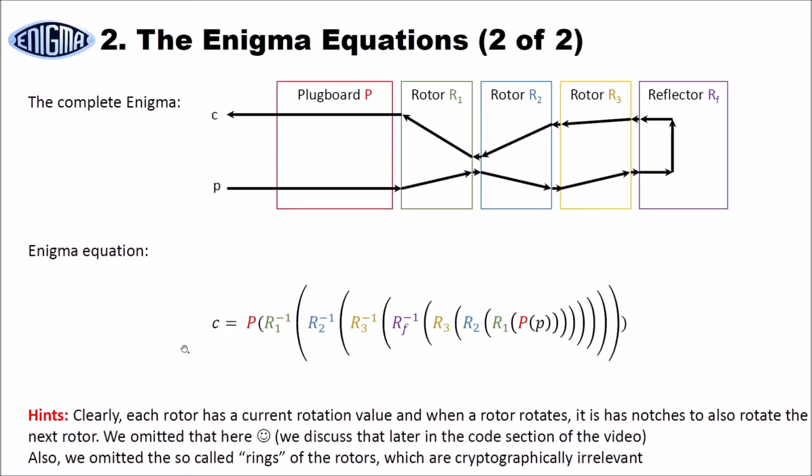And some of the experts that watch this video and who are experts on the Enigma machine will now say, but you omitted the so-called rings of the rotors. Yes, I made my life a little easier by removing the rings, because the rings are cryptographically irrelevant. That's why we don't have these in this video and also not in my implementation in C# later on.